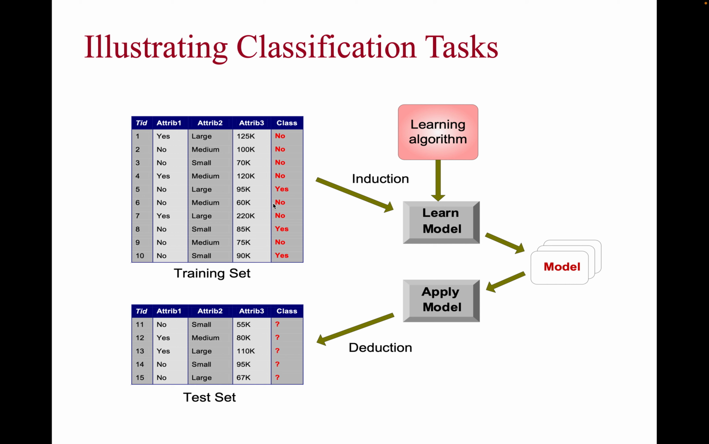ठीक है. Illustrating classification techniques. अभी अपना ट्रेनिंग सेट है. Attribute 1: yes, yes, yes, no, yes, no, yes, no. Attribute 2: large, medium, small, large, medium, small. Attribute 3 is the price. Class: yes, no, yes, no. लर्निंग एल्गोरिथम है, इंडक्ट किया अपन ने लर्निंग मॉडल में, मॉडल ट्रेन हुआ, अप्लाई किया मॉडल पे, डिड्यूस हुआ टेस्ट सेट पे. Now on the test set the model can basically read the three attributes and deduce the output, that is the class. Yes, no, जो भी है.